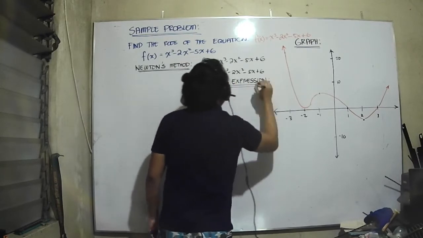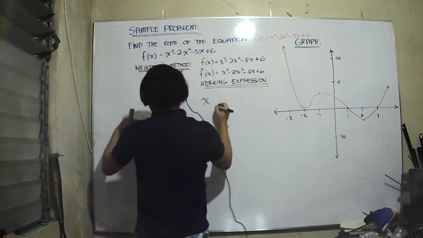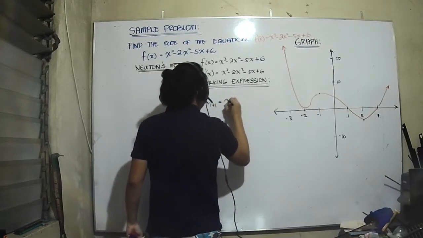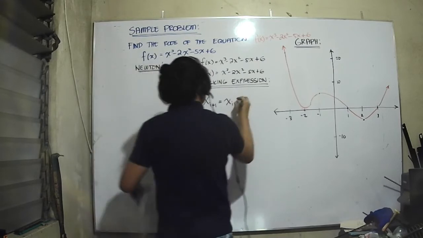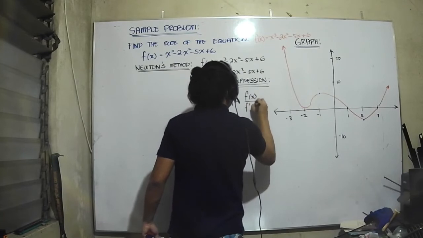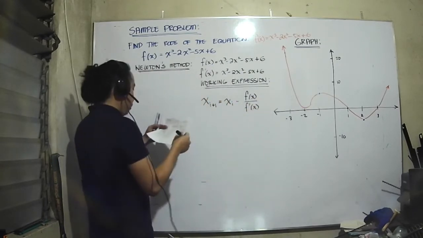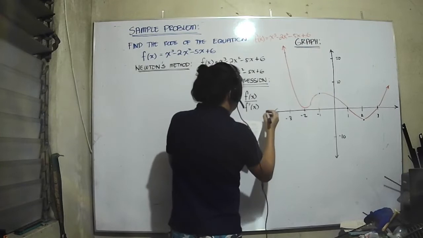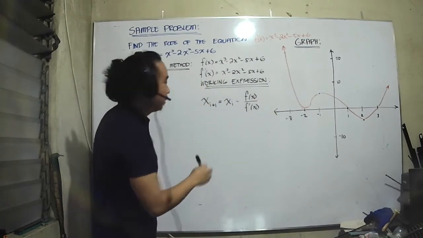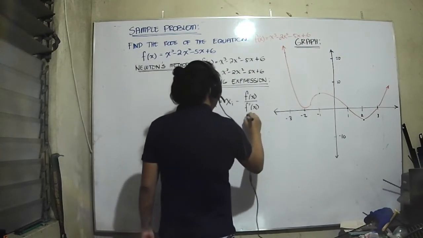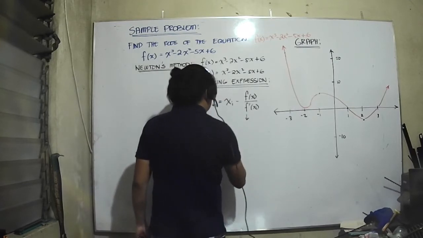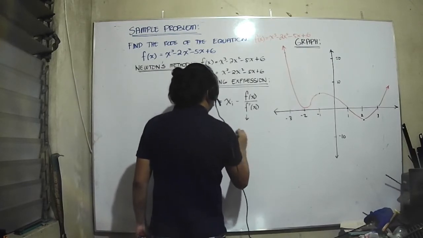Our formula would be x sub i plus 1 is equal to x sub i minus f of x sub i over f prime of x sub i. You have to keep that in mind. Now, if I substitute here, I will have x sub i plus 1 equal to x sub i minus f of x sub i.